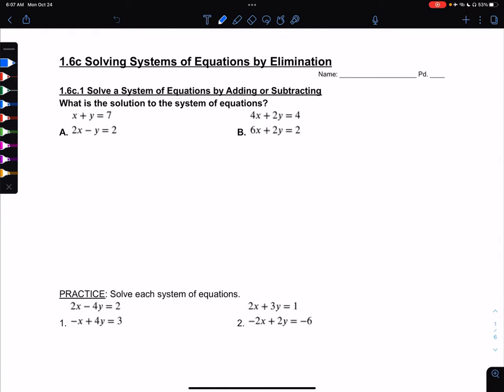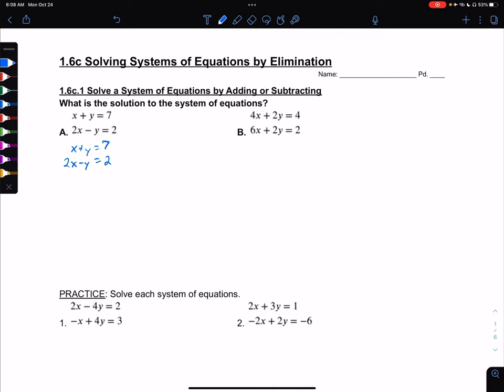Here we're going to look at solving a system of equations by adding or subtracting and effectively using an elimination method. So the question is, what is the solution to the system of equations? And we are given two examples. So one of the things we're allowed to do, and I'm going to rewrite this system here, is you're allowed to combine terms from, say, separate equations.